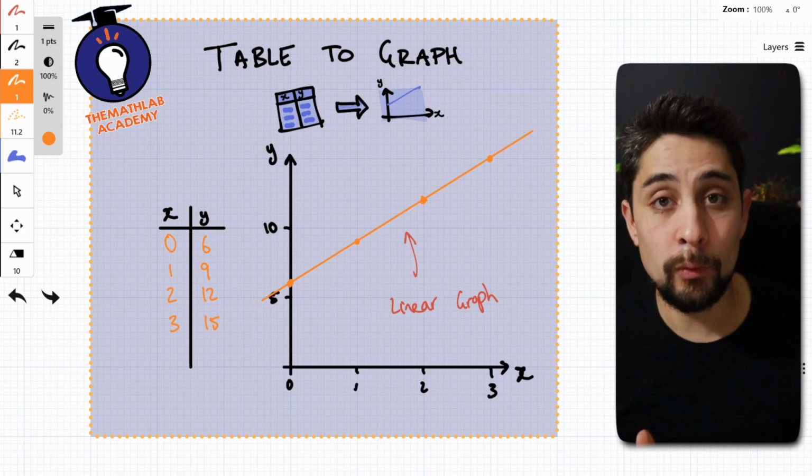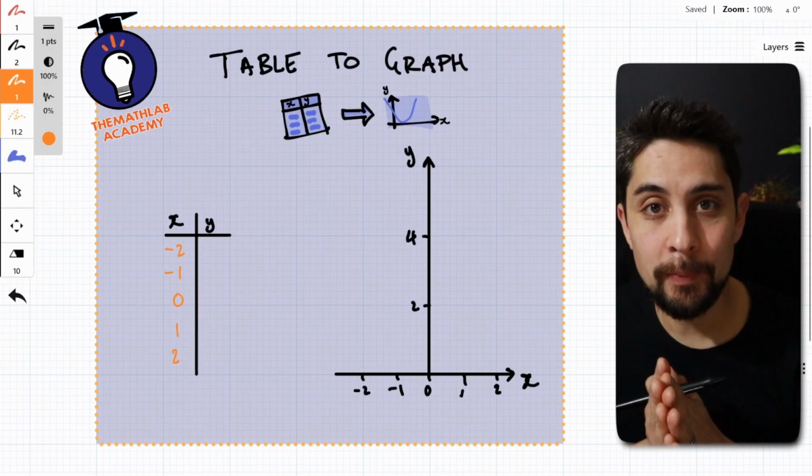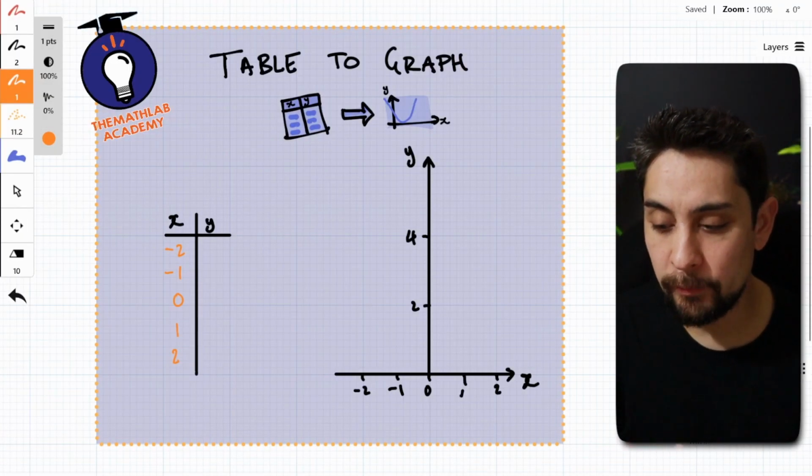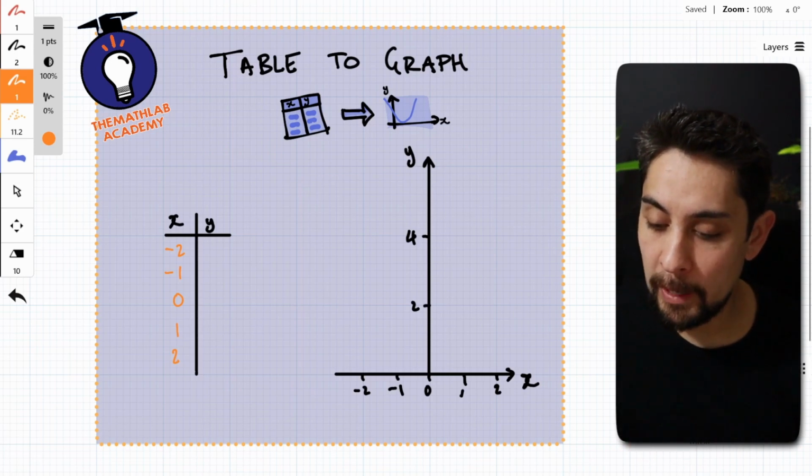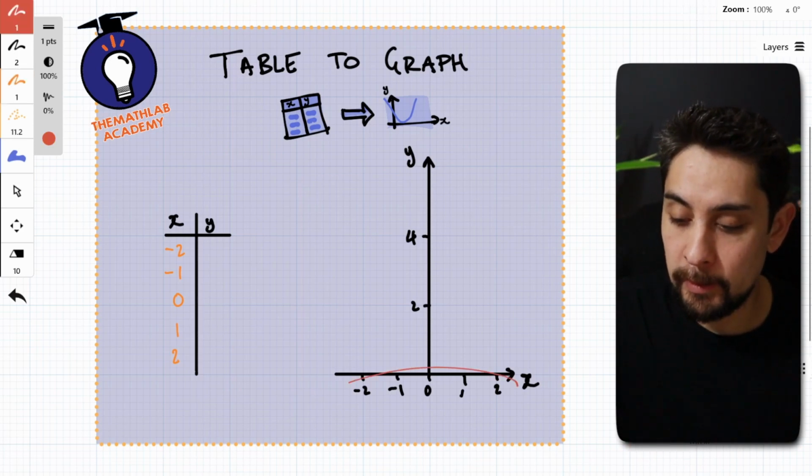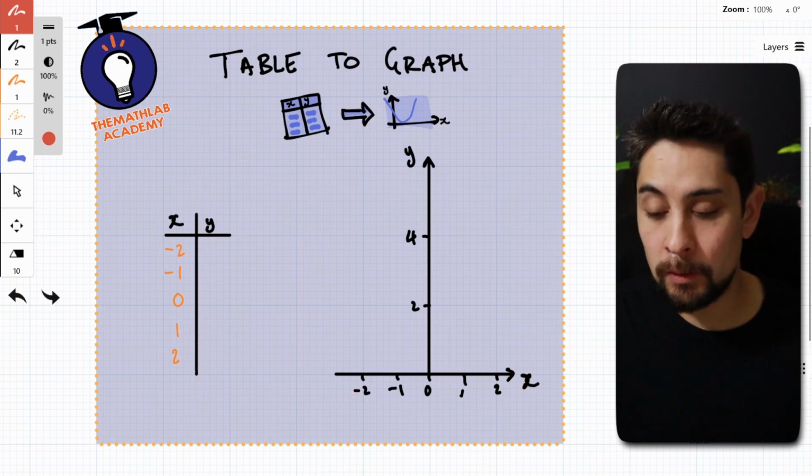Let's jump ahead to the next graph. This time things are a little bit different. So you can see we've shifted the graph across a little bit. We have the numbers on the x-axis down here from -2 up to 2.